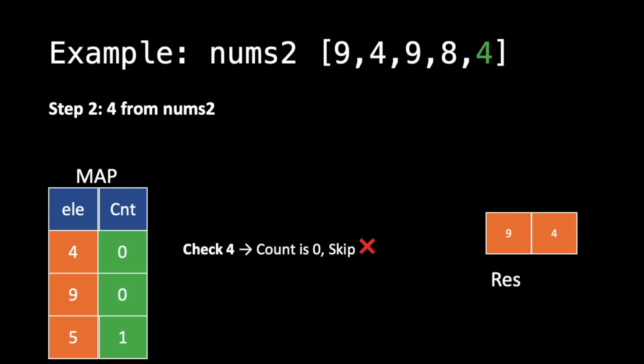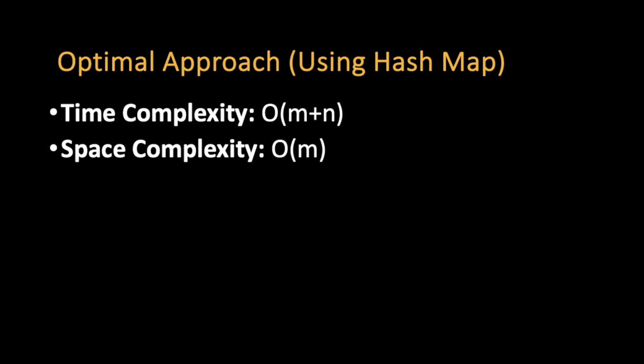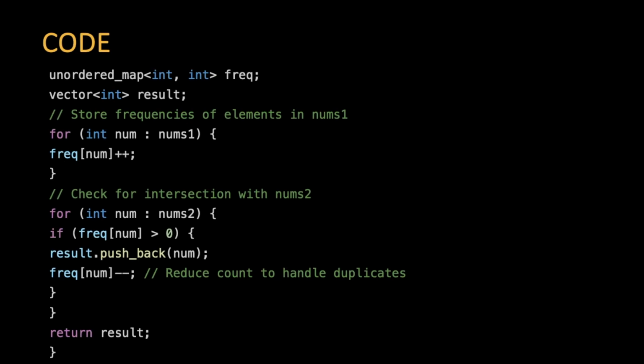Now we have iterated through the second array, nums2, and we have got the result array: 9 and 4. For the optimal approach, what are the time and space complexity? The time complexity will be big O of m plus n, where m is the number of elements of nums1 and n is the number of elements of nums2, and the space complexity will be big O of m. Now let's see the code part of it.